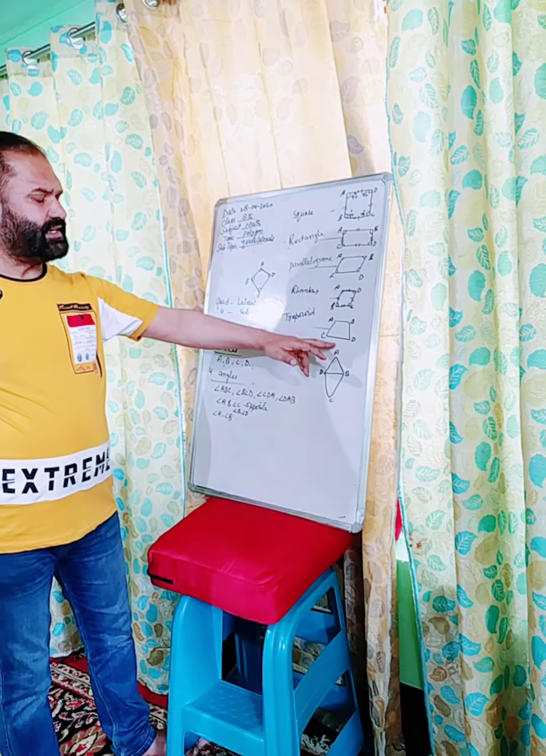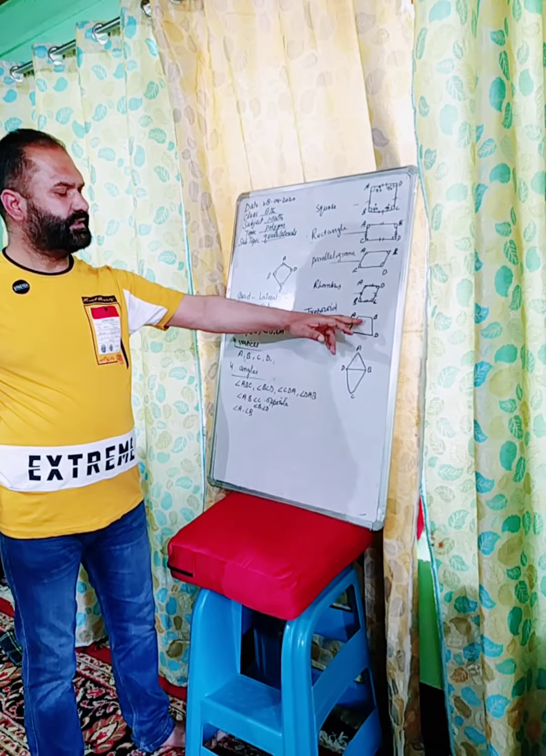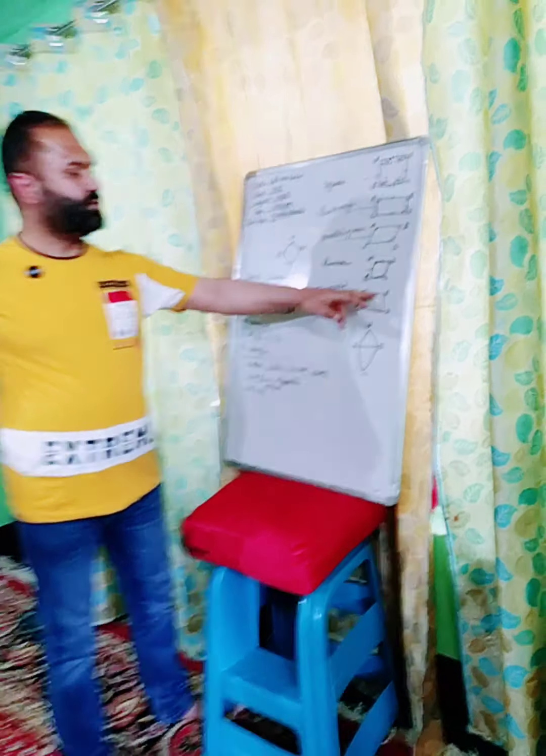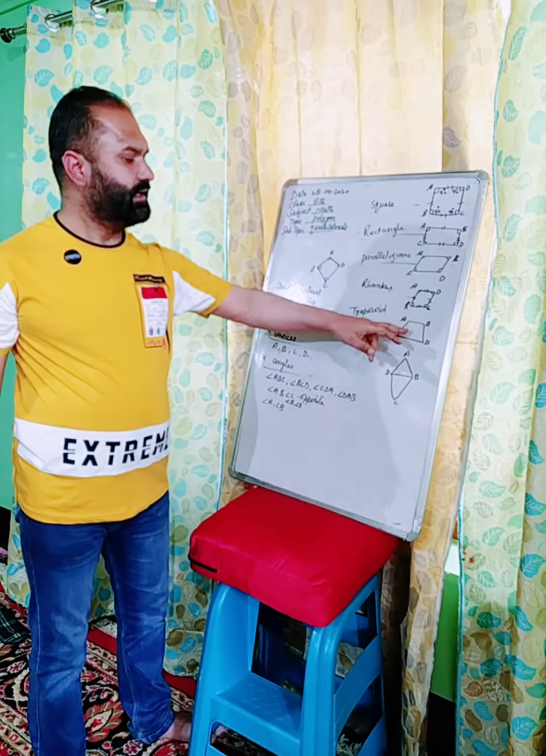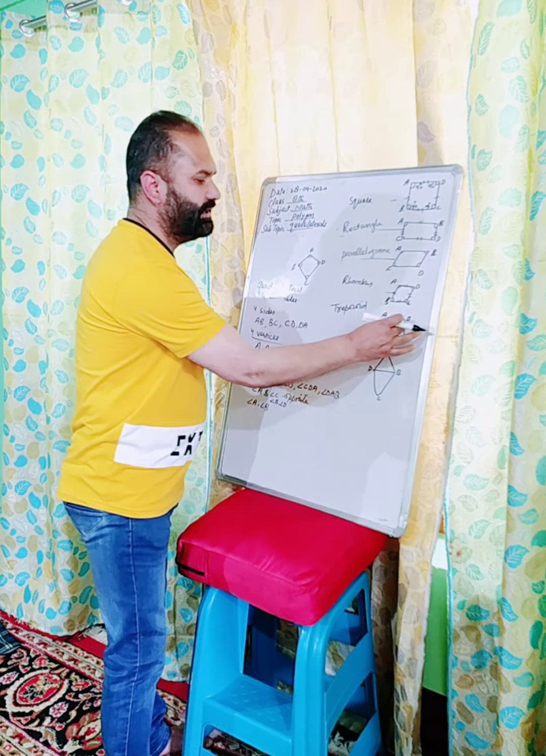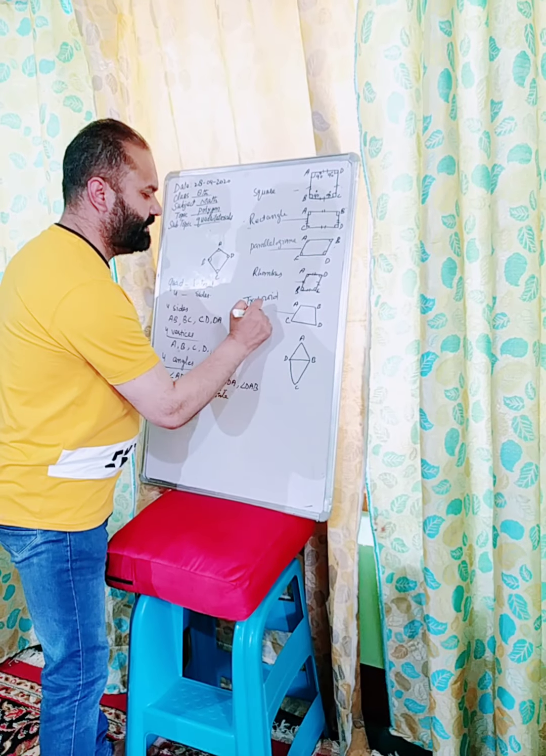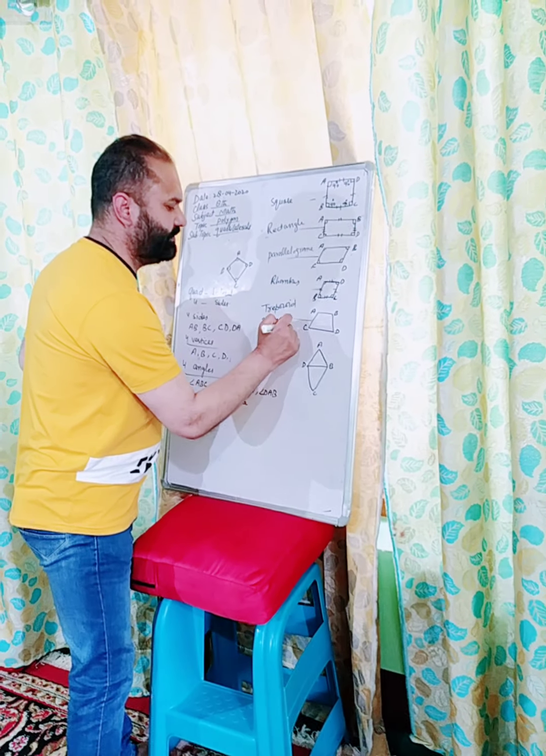So this is a trapezium, trapezoid. Two adjacent sides are equal only. And two opposite sides, this side is parallel to this side. So side AC is parallel to side BD.